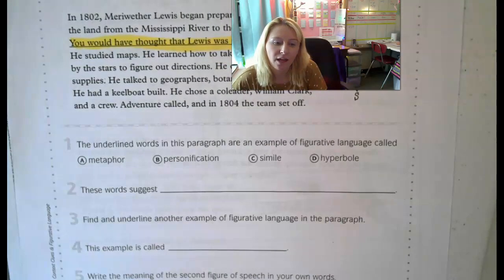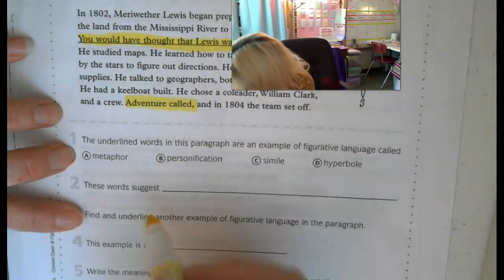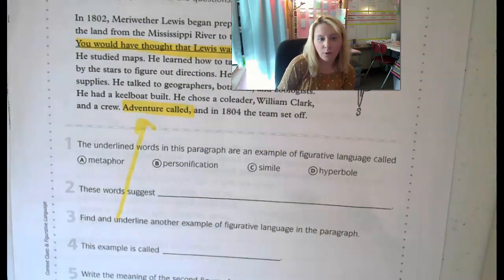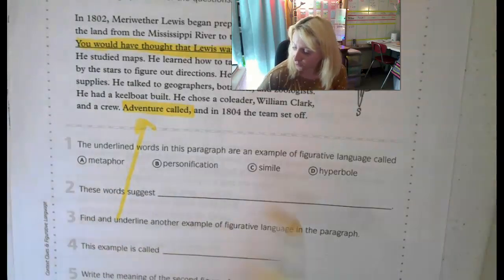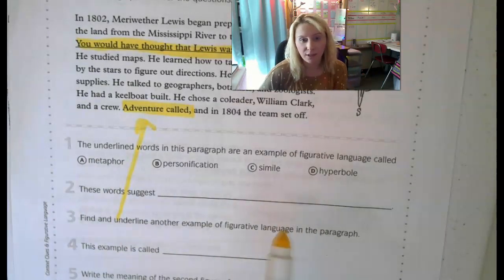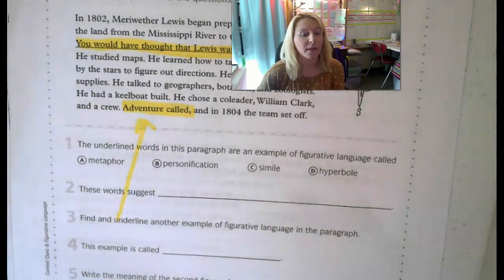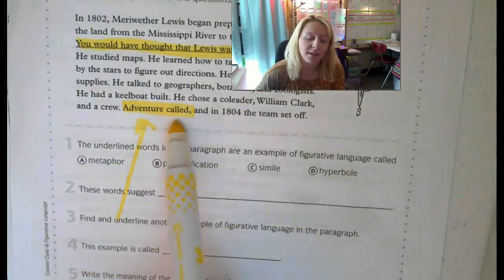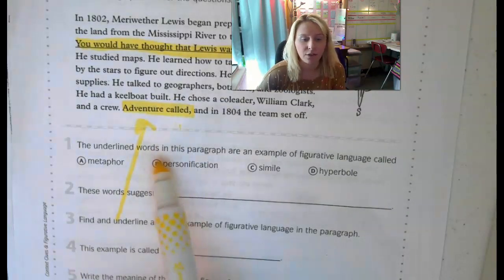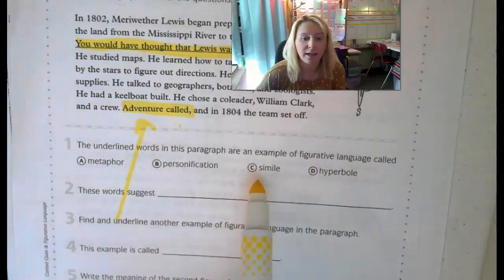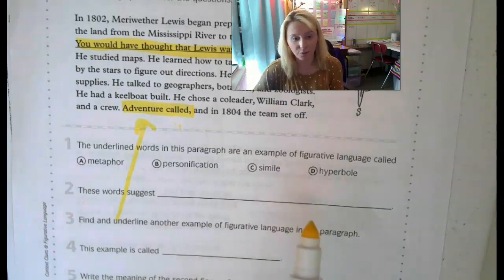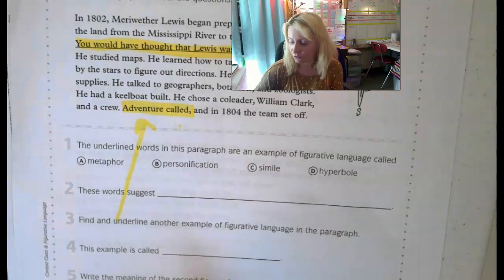All right, find and underline another example of figurative language. I'm going to go ahead and give that to you, and that's adventure called. So of the four, that takes care of number three, of the four types of figurative language, which is it? Adventure called, is that comparing two unlike things without using like or as? Is it giving human traits to something that's not human? That would be personification. Is it comparing two unlike things using like or as? Or is it hyperbole, an extreme exaggeration to prove a point? And whichever one of those four you think it is needs to go on this blank here.